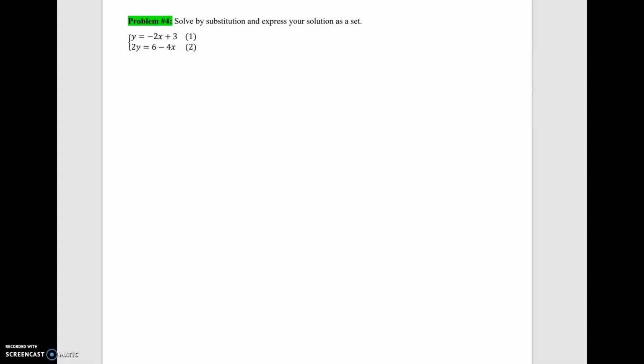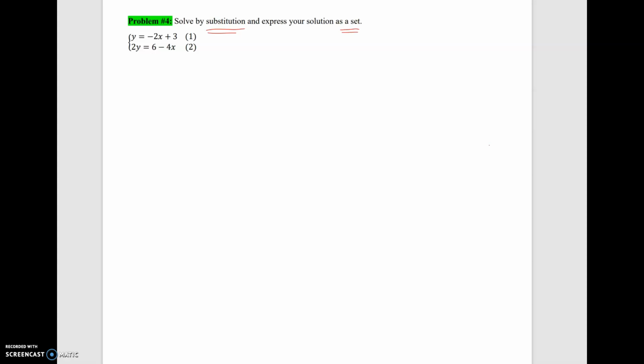Hi class, let's take a look at example 4. In this example, they're asking us to solve the system by substitution, and then also they want us to express the solution as a set. Just because they mention a set, we could be talking about no solution or an infinite amount of solutions.